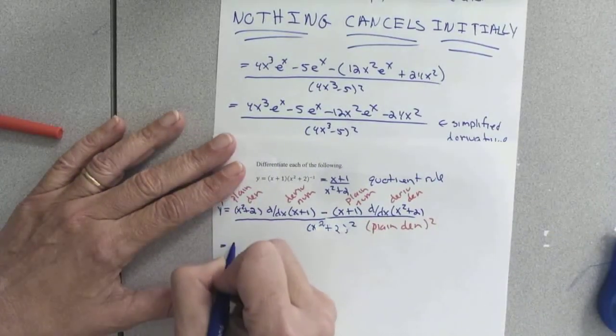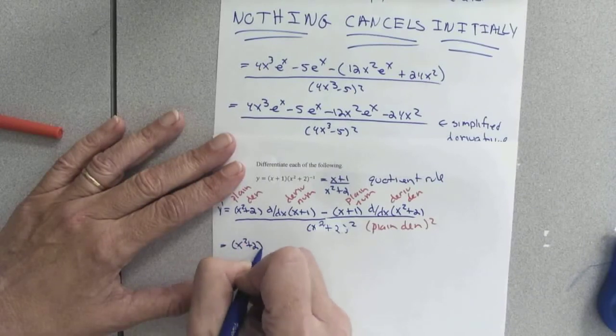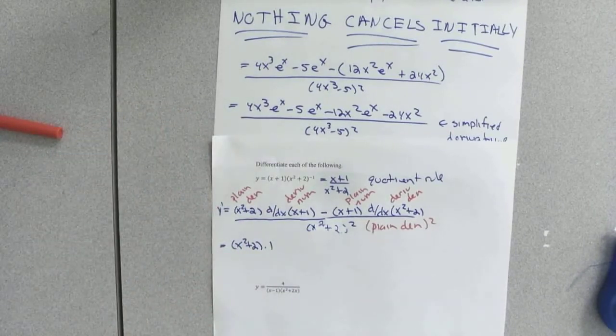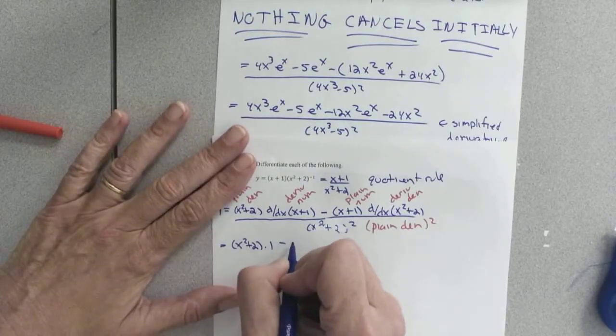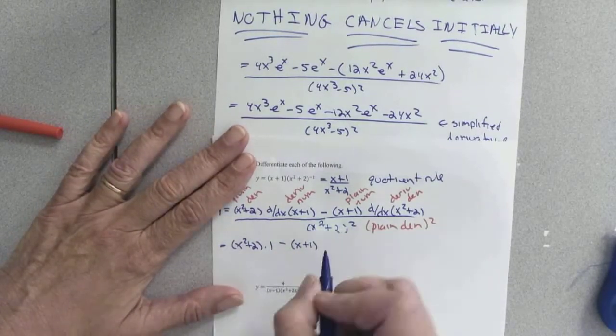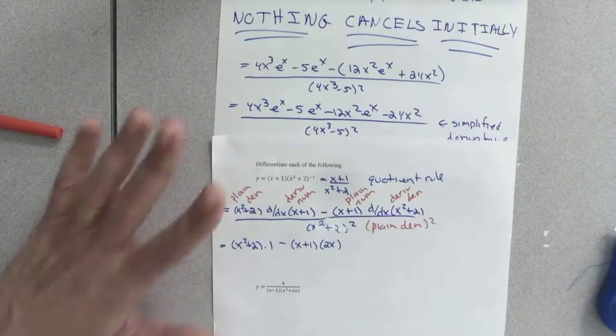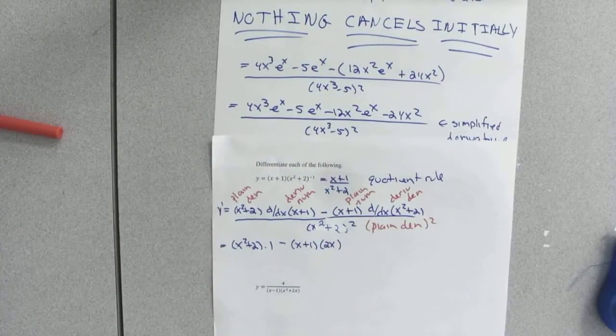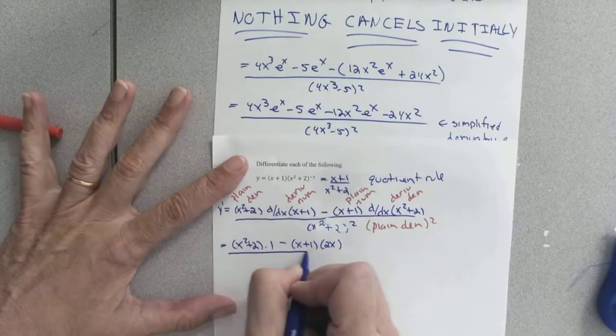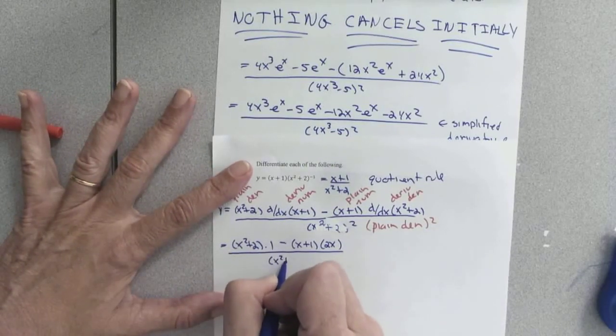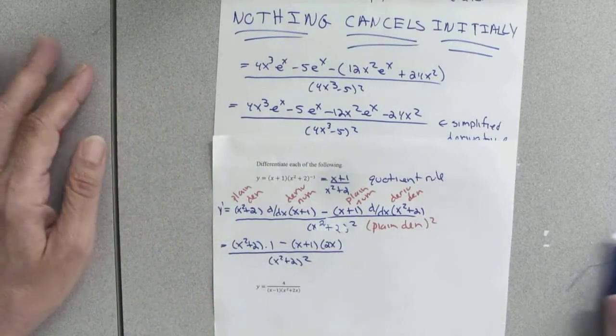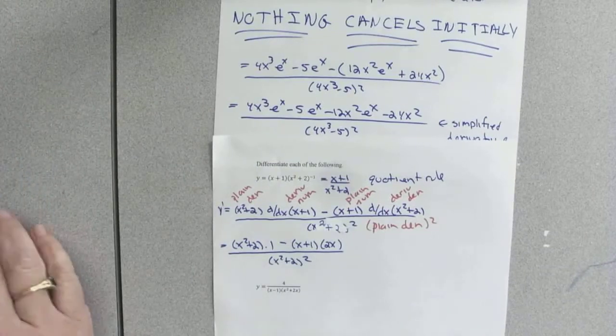So now actually taking the derivatives. That's going to be x squared plus 2 times 1. Derivative of x is 1, derivative of 1 is 0. Minus plain numerator, so don't do anything. Derivative of x squared is 2x. Derivative of 2 is 0, so I don't need that. All over x squared plus 2, quantity squared. There's my unsimplified derivative.